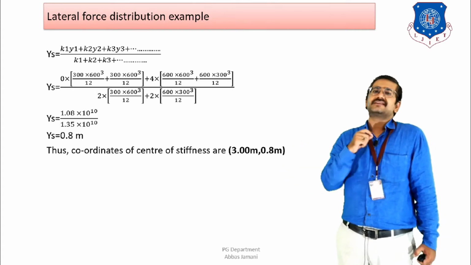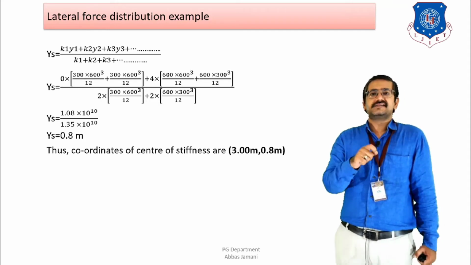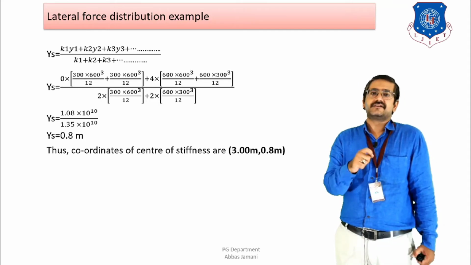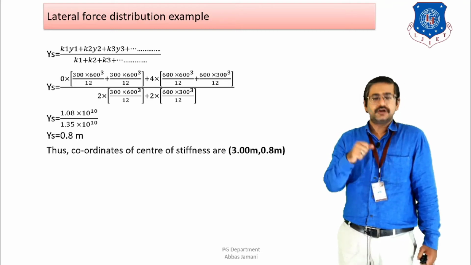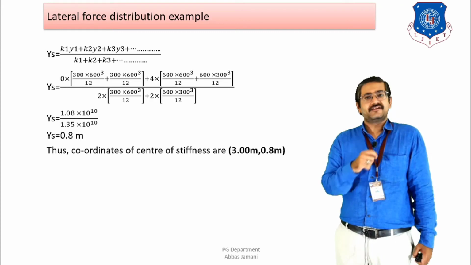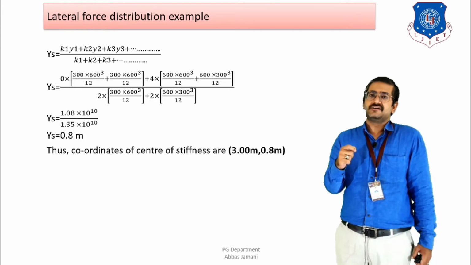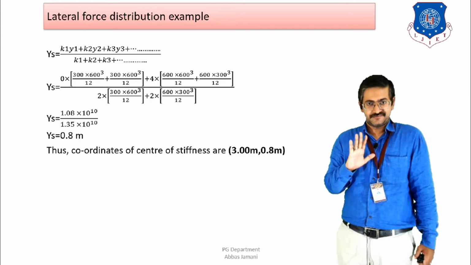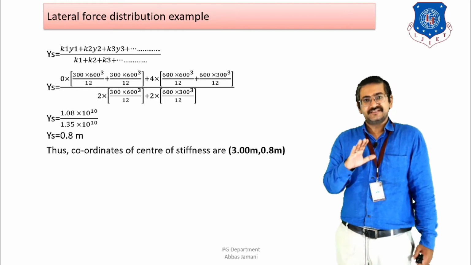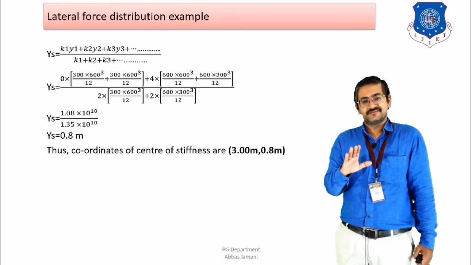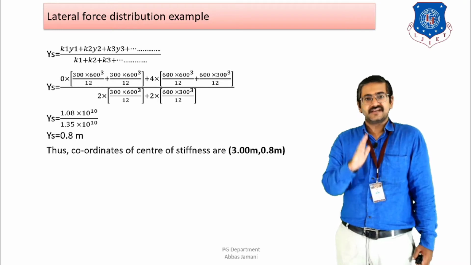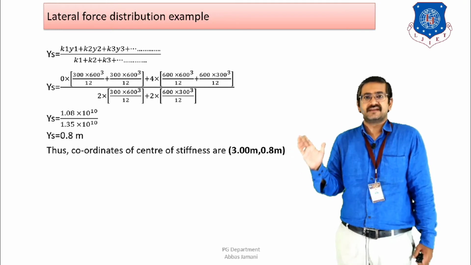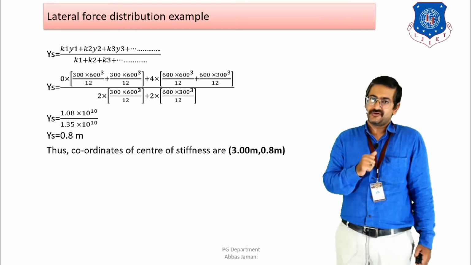So after this calculation, I can say that for the given system, the coordinates of the center of stiffness are 3, 0.8. Right? So the first step is the calculation of center of mass. The second step is the calculation of center of stiffness. Both these steps are clear to you, right? Whichever example we take up, the calculation of center of mass and center of stiffness is going to be very important for us. So that calculation has to be correct. If this calculation is correct, then only the remaining part of the problem can be correct. Otherwise, it is going to be wrong.